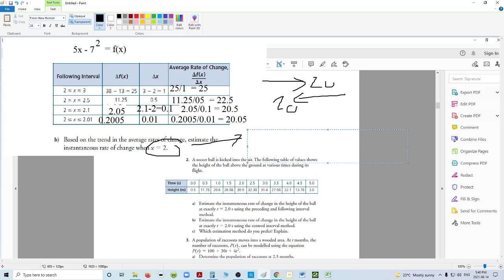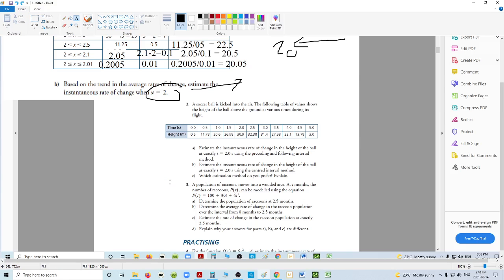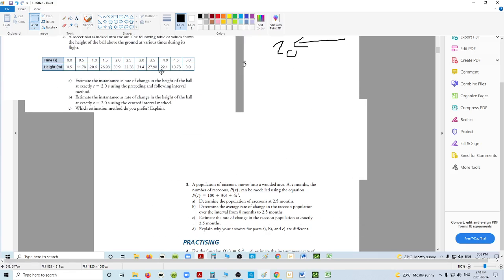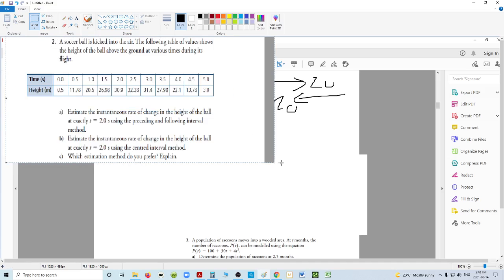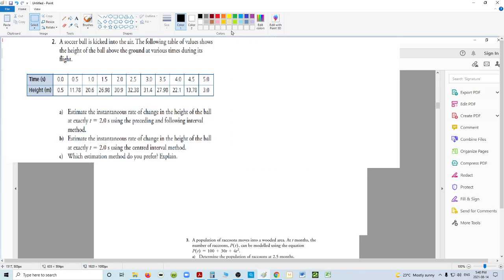So that's how you determine it. You slowly look at each thing one at a time. Here they're just giving you the data, which personally I find more difficult. They're giving you the data and asking you to analyze the data. Now you can put the data into Desmos, but it's hard to do. So they say analyze the instantaneous rate of change of the height of the ball at exactly 2 using the preceding and following interval method. So that means I would take delta x here and the delta y and divide them.